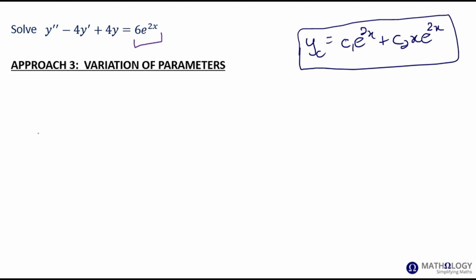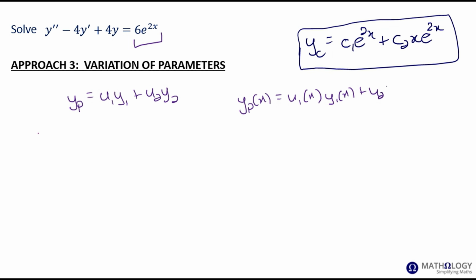So with variation of parameters, our particular solution is of the form u1 y1 plus u2 y2. Now I'm abbreviating these just for simplicity's sake. It's really u1 of x, y1 of x plus u2 of x, y2 of x. So we're just abbreviating it like this.